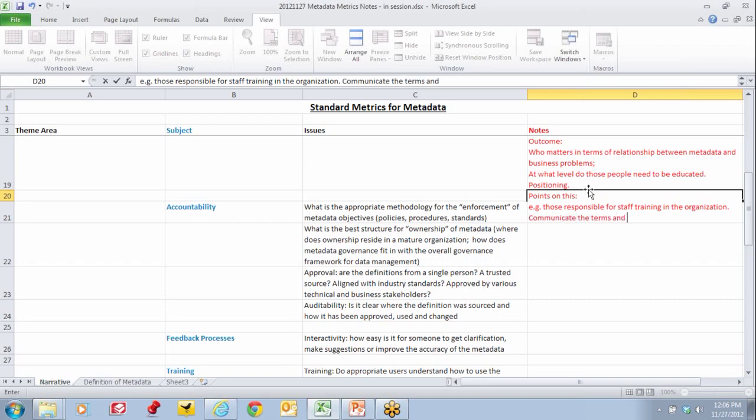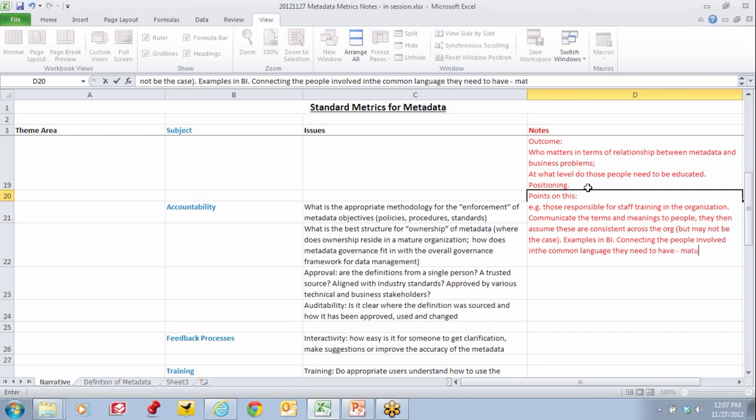I know, but it is. I think the effort of education could be a lot of expense and distraction. Now, getting our executives perhaps to understand it is a different issue in the right areas. All right, so I'm going to pull out of that, Sheila. Who matters in terms of the relationship between metadata and business problems, and at what level do they need to be educated? Because doesn't that define our challenge?